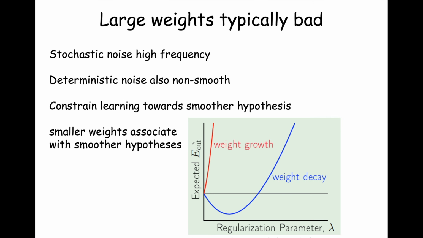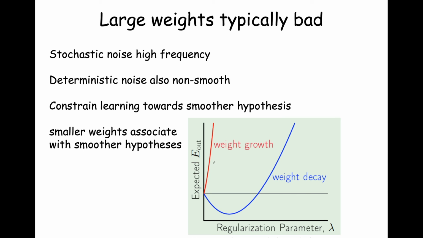Okay. And so when we have stochastic noise, typically high frequency, and deterministic noise is also very wiggly, as it were. It's non-smooth. And we tend to want to constrain our learning so that we prefer smoother hypotheses. And so smaller weights in general are associated with smoother hypotheses. And if you have regularization parameter lambda increasing, you start out, your weights get smaller and smaller and smaller, and then you start to underfit, and your out-of-sample error blows up.